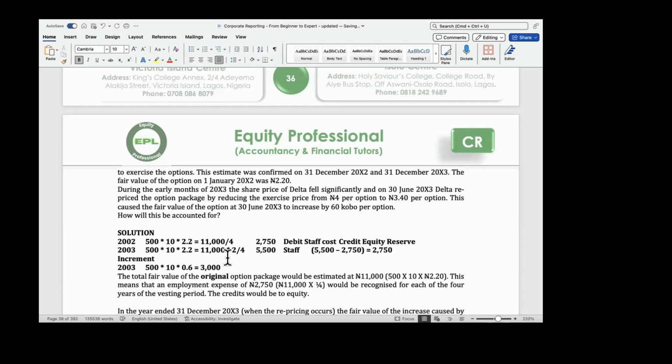You know, for 2003, we recorded 2,750. And when we had the increment of the share price, we had 3,000. So your question is, what are we going to recognize? And I'm saying 3,000 minus 2,750. That will give us 250. No.